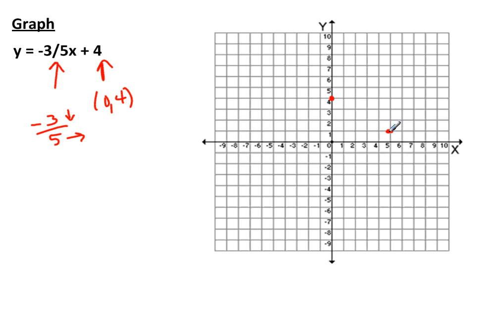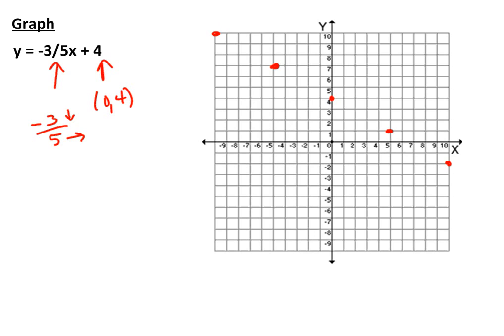Now you only need 2 points to graph a line, but to be a little bit more accurate, I like to put as many points as I can fit on the graph. So I'm going to go down 3 and right 5 again. And from here I'm going to go up 3, left 5, up 3, left 5. So when you go in the opposite direction, you just do the opposite movement.